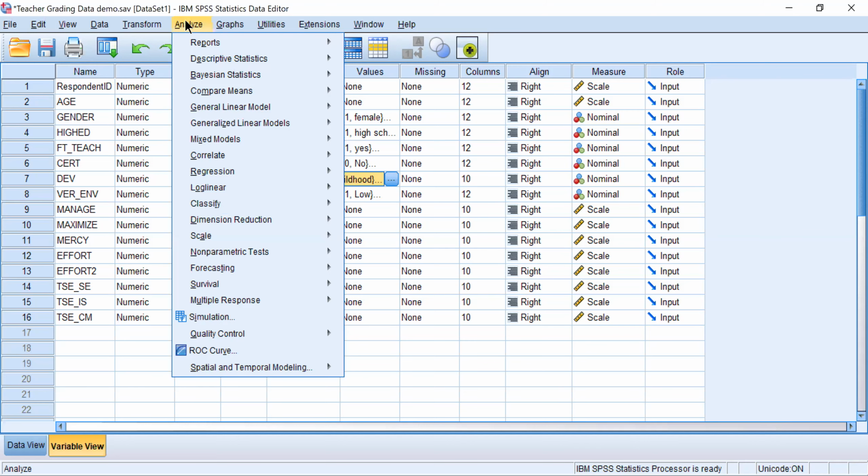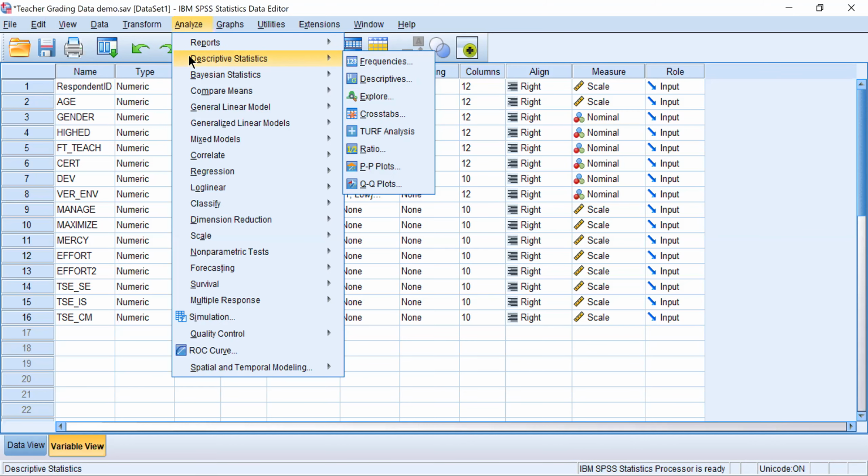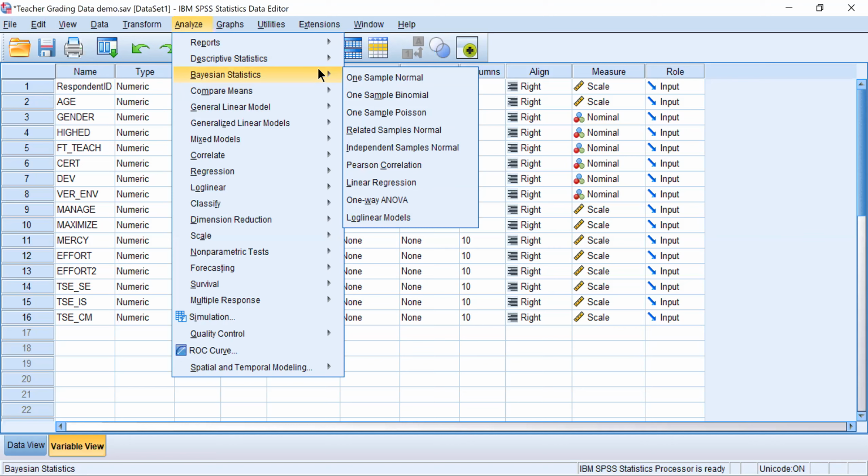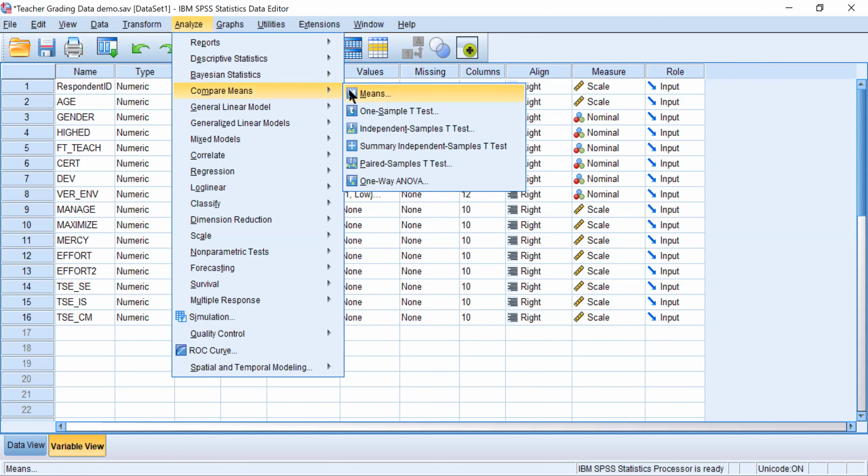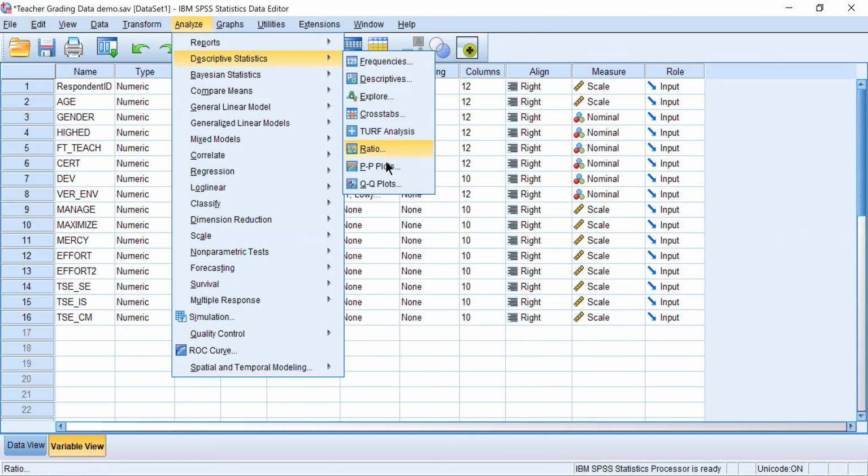So to get descriptive statistics, you go to Analyze and then Descriptive Statistics, and then Frequencies, Descriptives, Explore, and various other things, Compare Means. I don't know what TURF analysis is, but probably some of the others will give you the basic descriptives. But we're going to look at two now, which would be Frequencies and Descriptives.